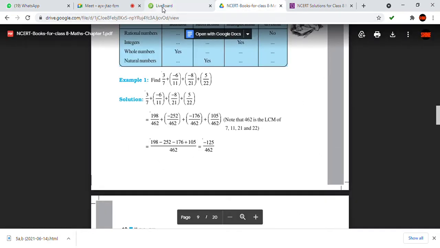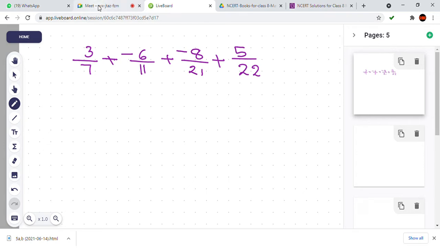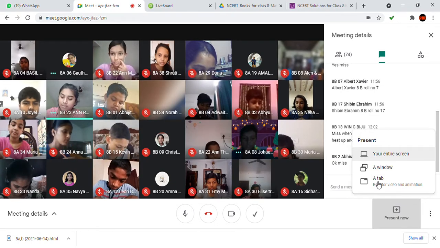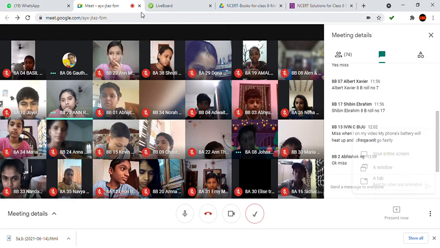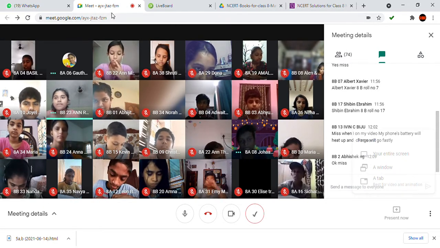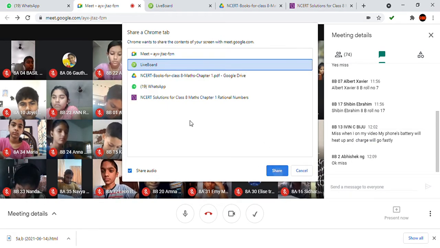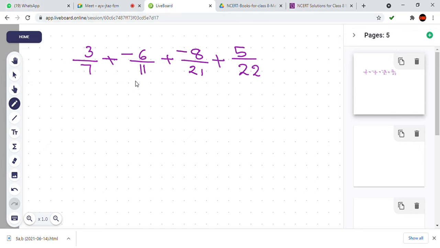Here we can see 4 rational numbers. How can we add these rational numbers? Miss, do we want to put the last three numbers in brackets? No need of giving brackets. This is with the associative property. Yes, one LCM. Okay. Here 3 by 7 plus negative 6 by 11 plus negative 8 by 21 plus 5 by 22.